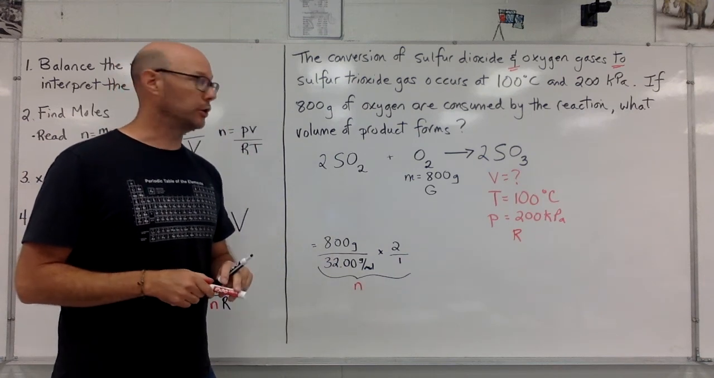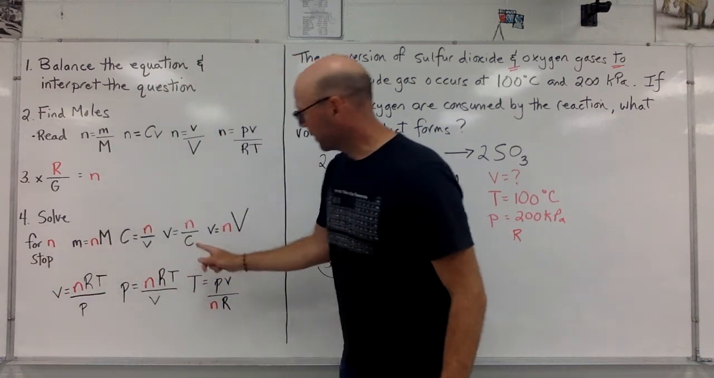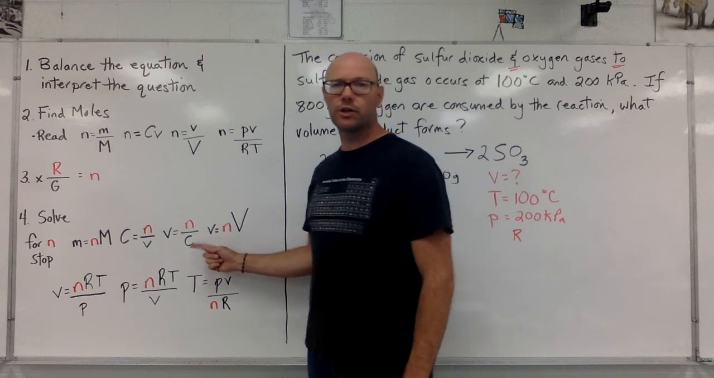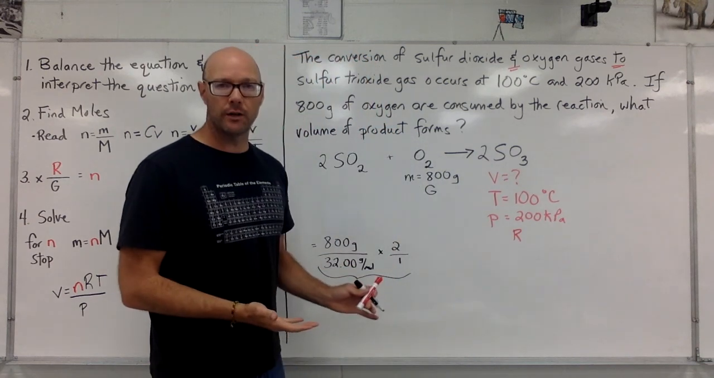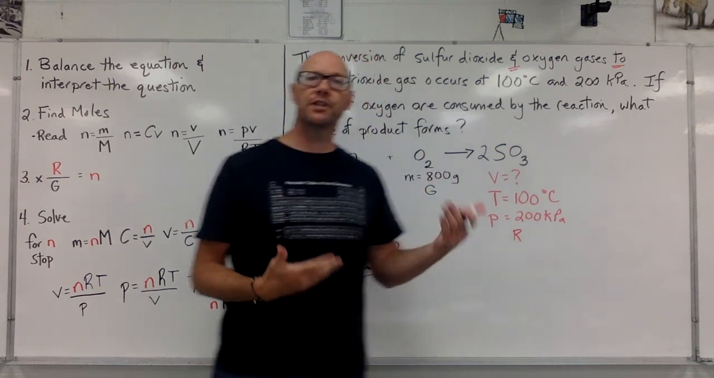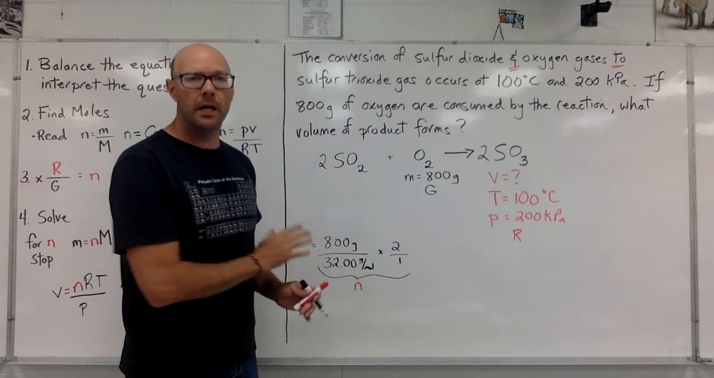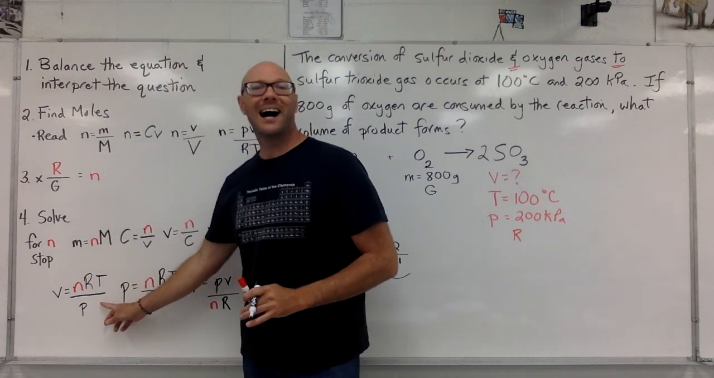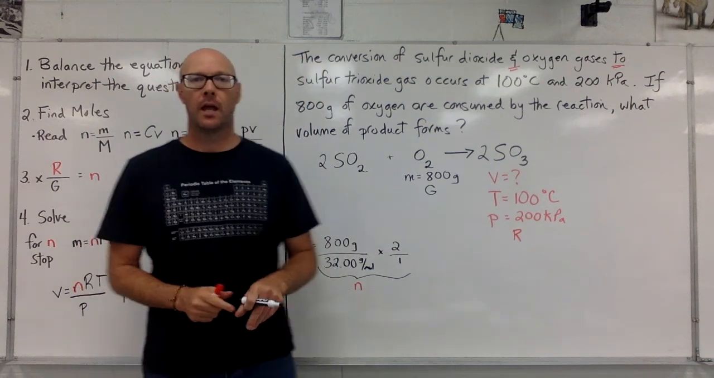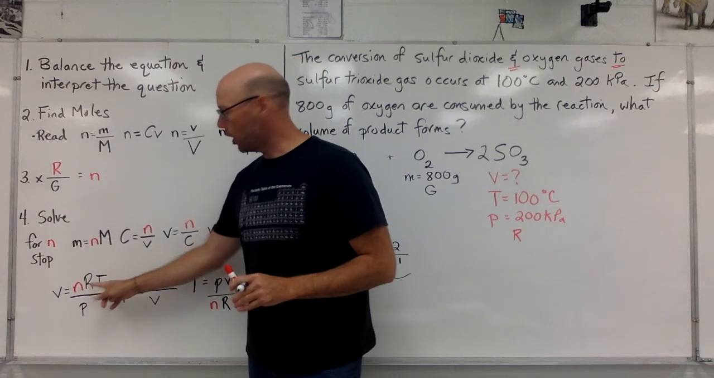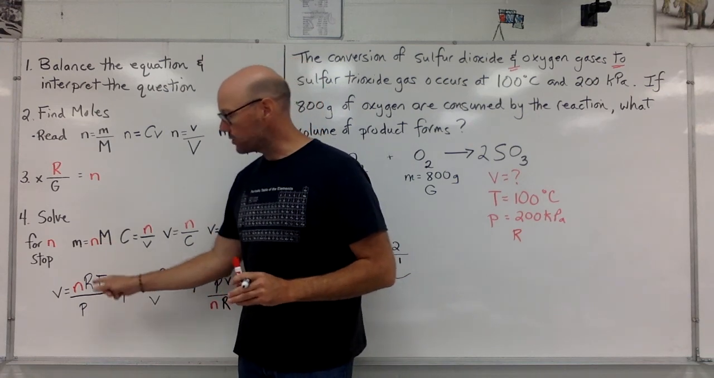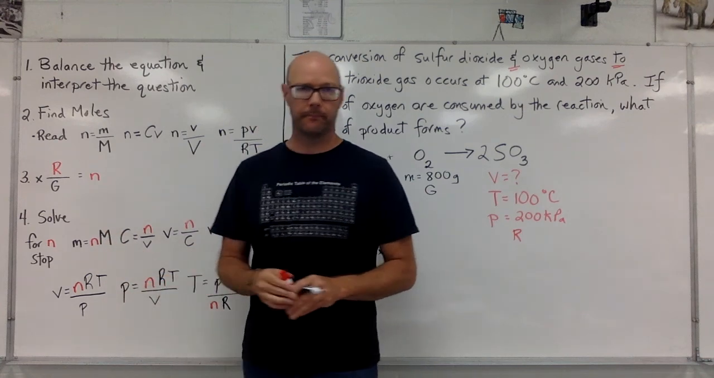To solve for the volume, I'm making a choice. There's three possible ways to solve for volume here. We could divide by concentration. We don't have a concentration. We can multiply by the molar volume. This question doesn't mention STP or SATP, so we must be using the ideal gas law. This whole thing is red N. The volume is going to be red N times R times T over P. So our last step here is times R times T over P.